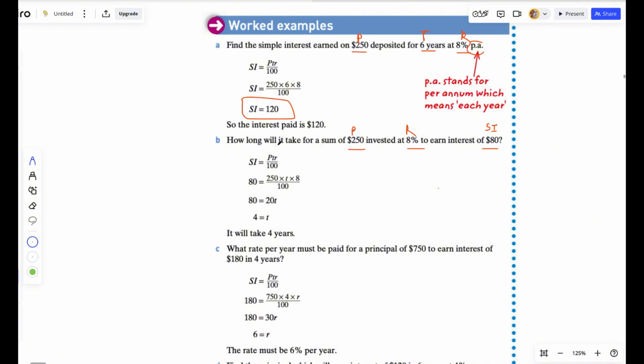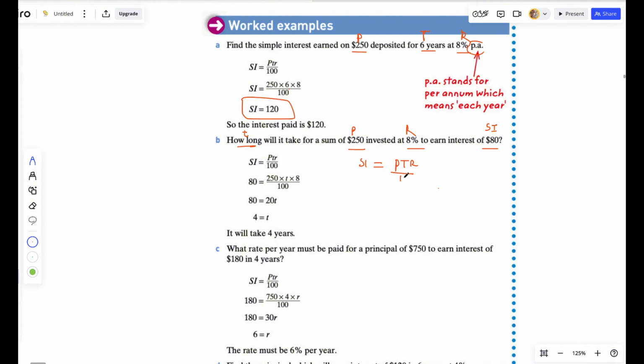Okay. So they are asking how long. How long means the time. So we don't know the time. Here we're going to make the time the subject. Remember, SI, simple interest, is equal to principal times time times rate over 100. So we're going to make time the subject.